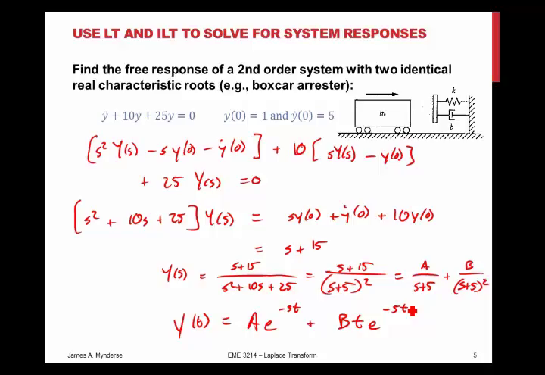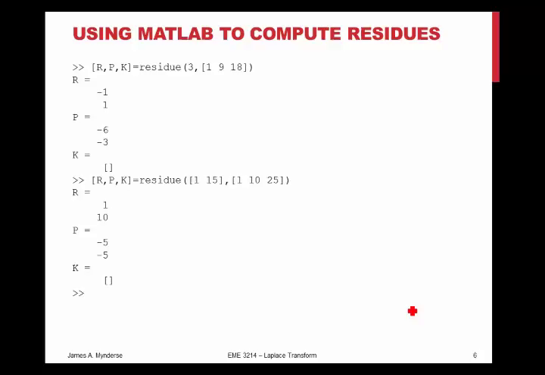But what if I didn't want to calculate out A and B each time? What if I wanted to get it the easy way? Well, fortunately, MATLAB can do that for you using the residue command. The residue command is going to take as inputs the coefficients of that ratio of s polynomials.